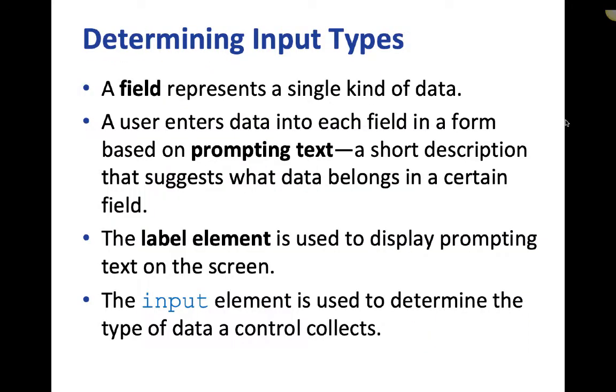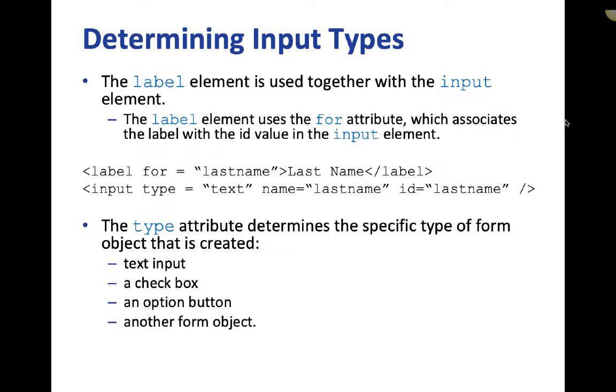Let's talk about those labels. Without the labels, your users will have no idea what kind of information you're expecting them to put inside of the field. So we need to provide some sort of prompting text, and that's usually done with a label. So the input element is used to determine the type of data that it collects, while the label element will give a description of what is expected inside of that input element. So the two go hand in hand.